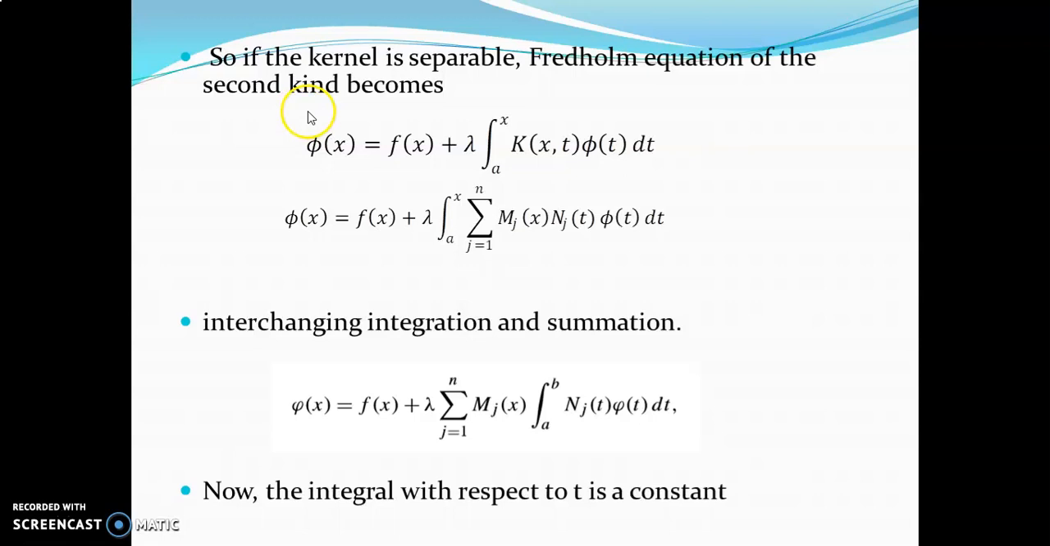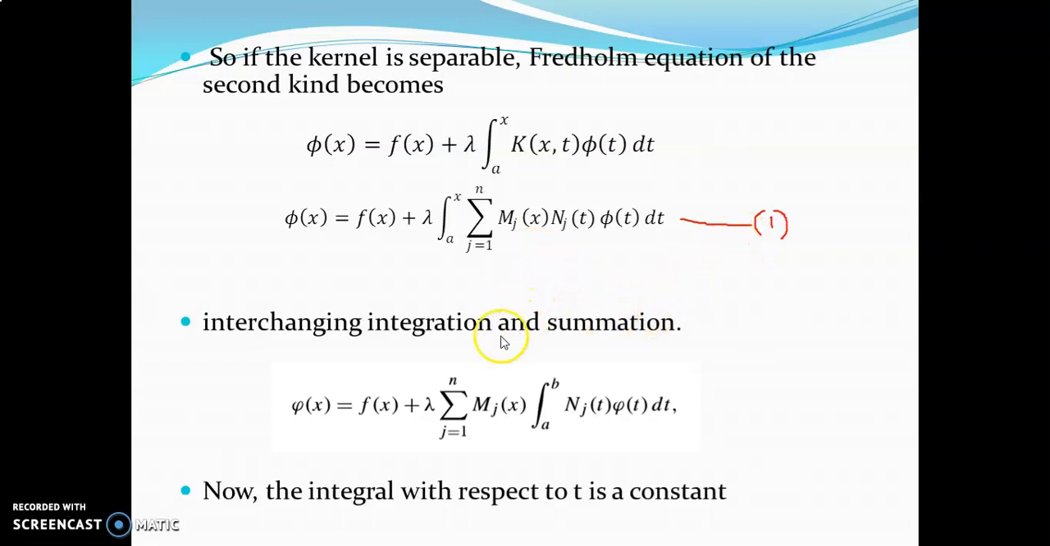So if the kernel is separable, the Fredholm integral equation of the second kind becomes, so this is the Fredholm integral equation of the second kind, phi of x is equal to f of x plus lambda integral a to b k of x,t phi of t dt. We substitute the kernel as the summation j equal to 1 to n of mj of x into nj of t. So we get phi of x is equal to f of x plus lambda integral a to b summation j goes from 1 to n of mj of x into nj of t phi of t dt. This is treated as equation number 1.